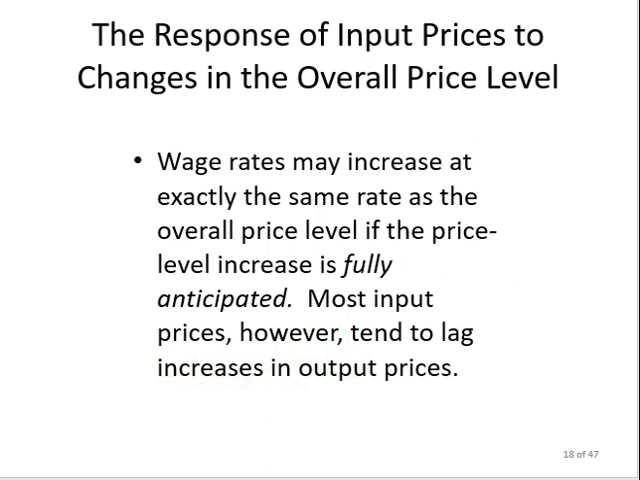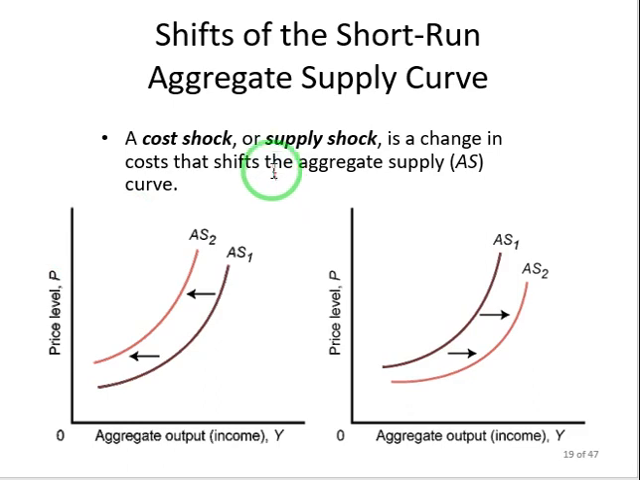Then the next topic is the shifts in the aggregate supply curve. Now, what are the factors which bring a shift in the aggregate supply curve? A cost shock or a supply shock is a change in the cost that shifts the aggregate supply curve. So any effect which affects the cost of production will affect the aggregate supply on the graph, and we show that effect with the help of a shift. It can be either an outward shift or an inward shift.